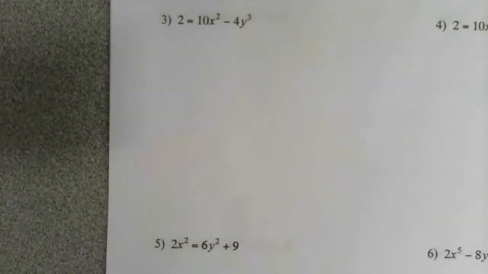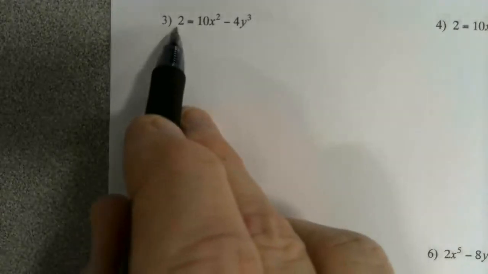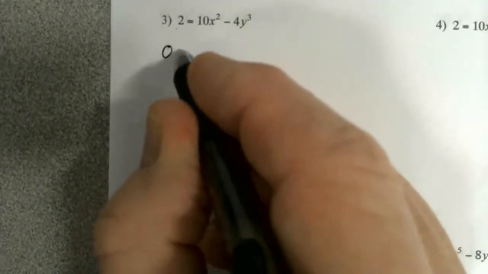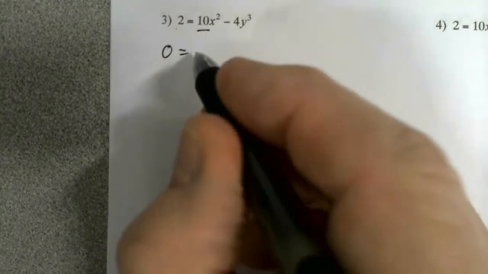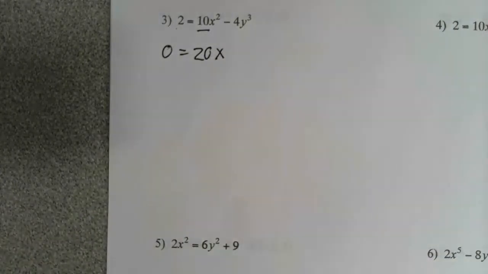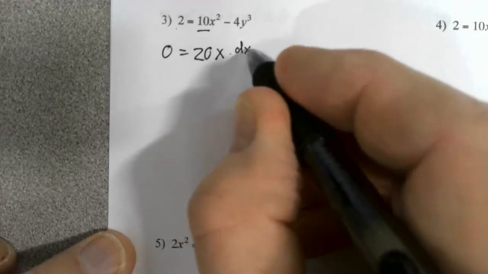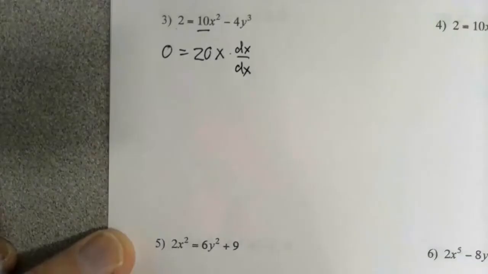Right, kids, here's number 3. So we're going to take the derivative term by term. The derivative of a constant term is just 0. The derivative of this term is 20x, but then we need to multiply by whatever the derivative of x is with respect to x. So we multiply by dx/dx.